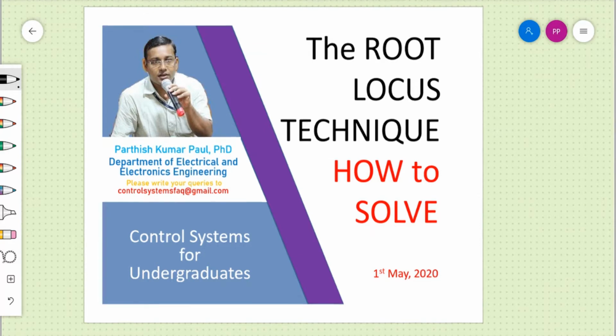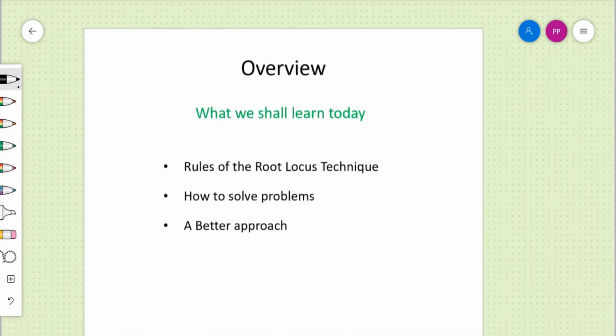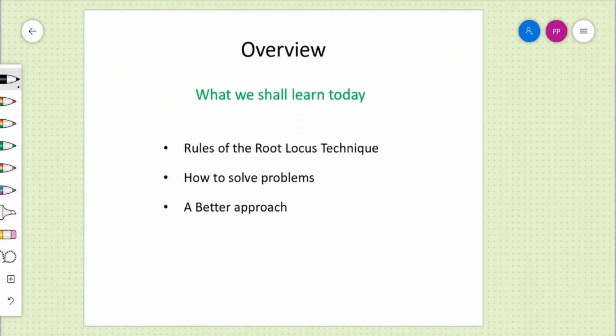So today let us take a problem of a higher order system model, and to solve a problem of such a dimension using the root locus technique for studying its stability over the range of values of certain parameters of the system, we will use a simple step-by-step approach.